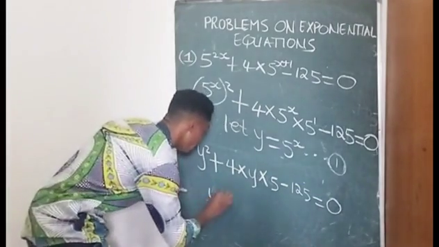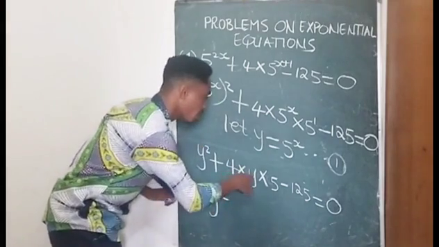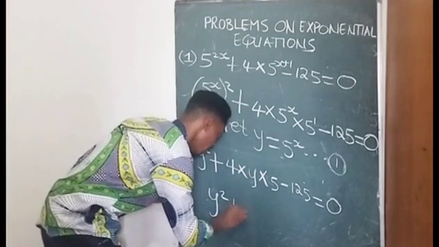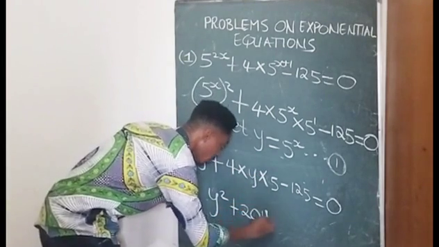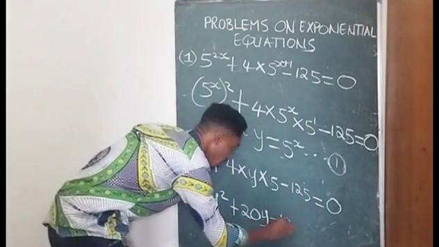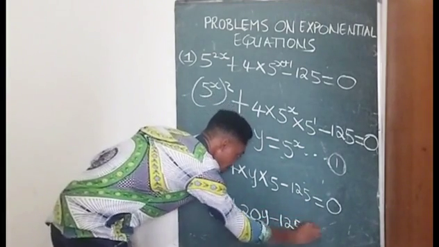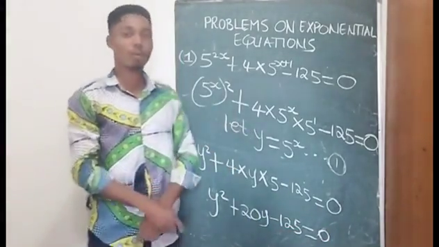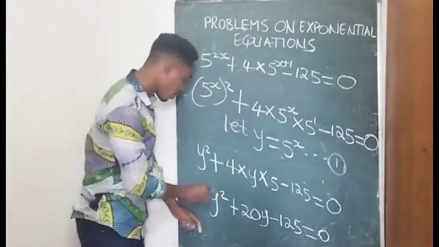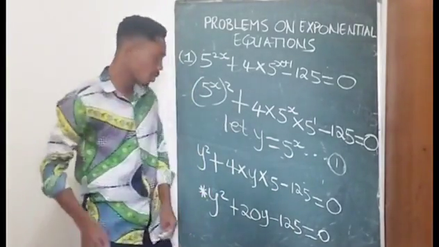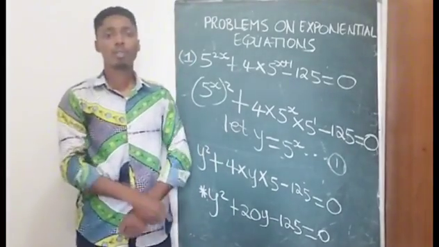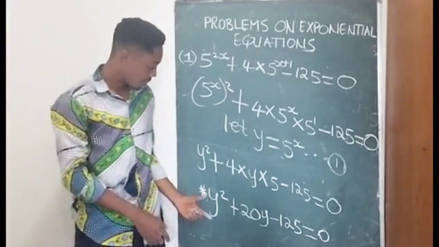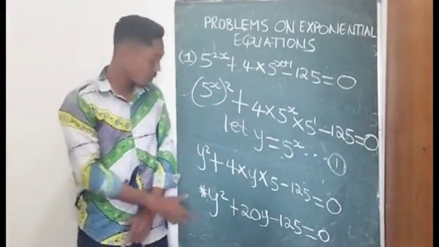This is y squared plus 4 times y times 5. 4y times 5 is plus 20y, minus 125 equals 0. From this point, you would note that this is a quadratic equation, and we're going to solve it quadratically.